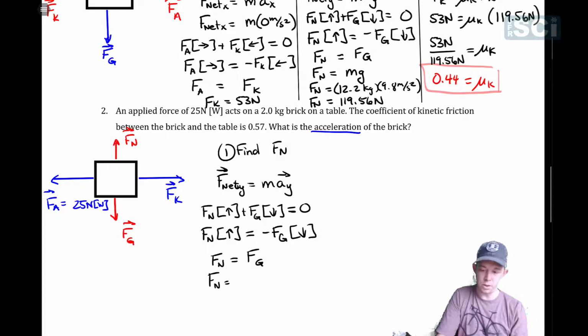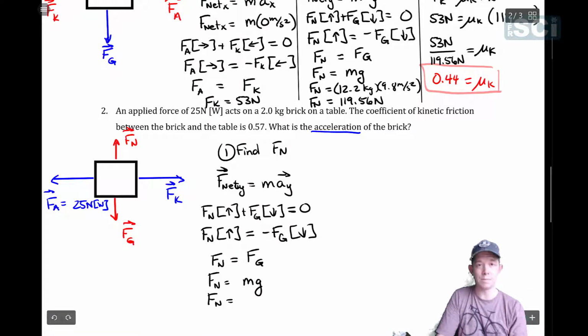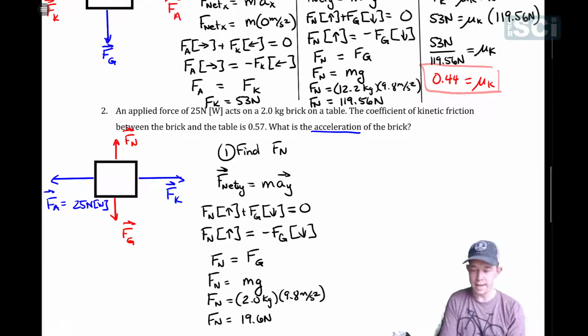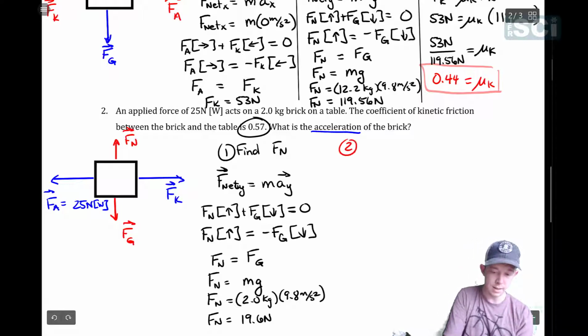I'm told that it's a 2.0 kilogram box, so I'm going to use the fact that it's the mass multiplied by the gravitational field intensity. It's 2.0 kilograms multiplied by 9.8 meters per second squared, which tells me that the magnitude of my normal force is 19.6 newtons. All right, so we now know the normal force. We know the coefficient of friction between the box, or the brick, and the table is 0.57. And let's look at the net forces in the x direction. So let's go right ahead and find the acceleration. The acceleration is equal to unknown.